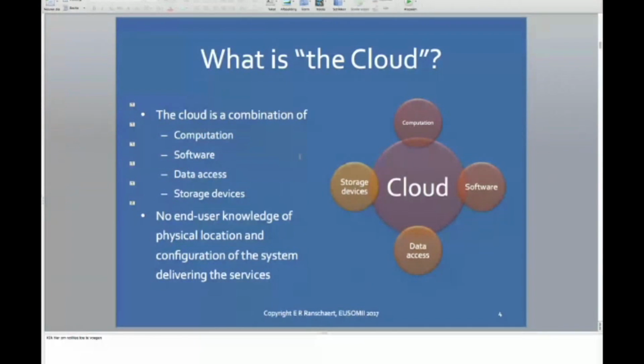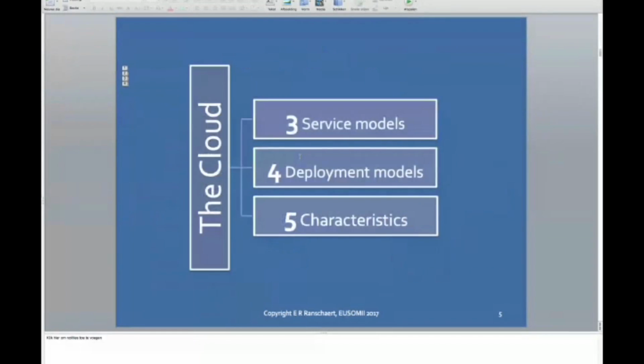So the cloud is a combination of computation, software, data access, and storage devices. The main thing about it is that there's no end user knowledge of the physical location and the configuration of the system delivering these services. So we don't know exactly where the installation is. The cloud actually exists. Well, this is a kind of mnemonic.